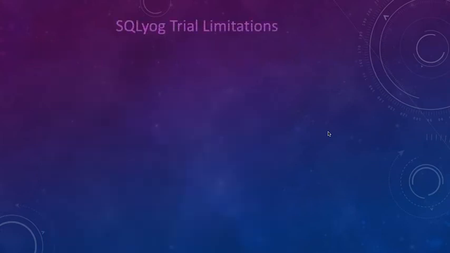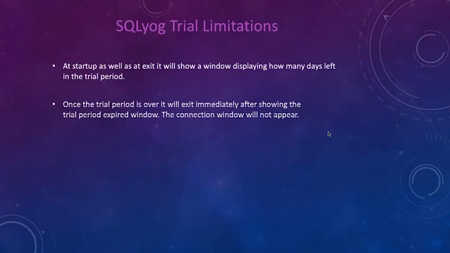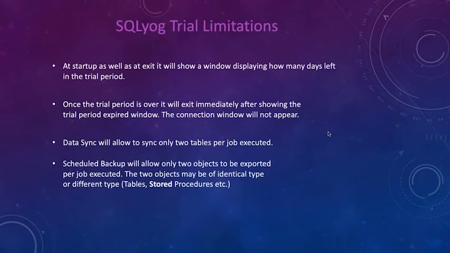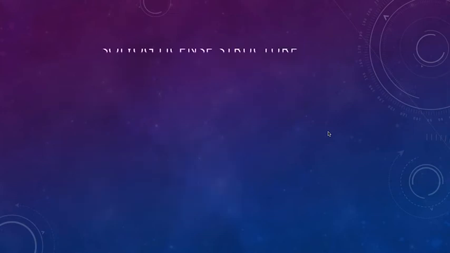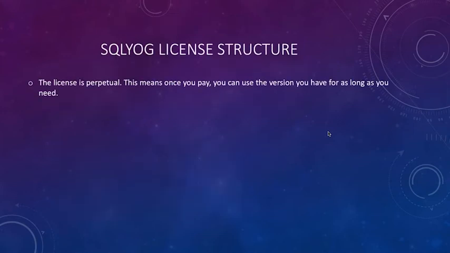There are some trial limitations, as I mentioned before. You will get the number of days displayed there. Data Sync will only sync 2 tables, and a scheduled backup will only allow 2 objects to be exported per job executed, and the 2 objects may be of identical type or a different type. And the Import External Data tool will only allow 2 tables to be imported or exported. Those are just some of the limitations.